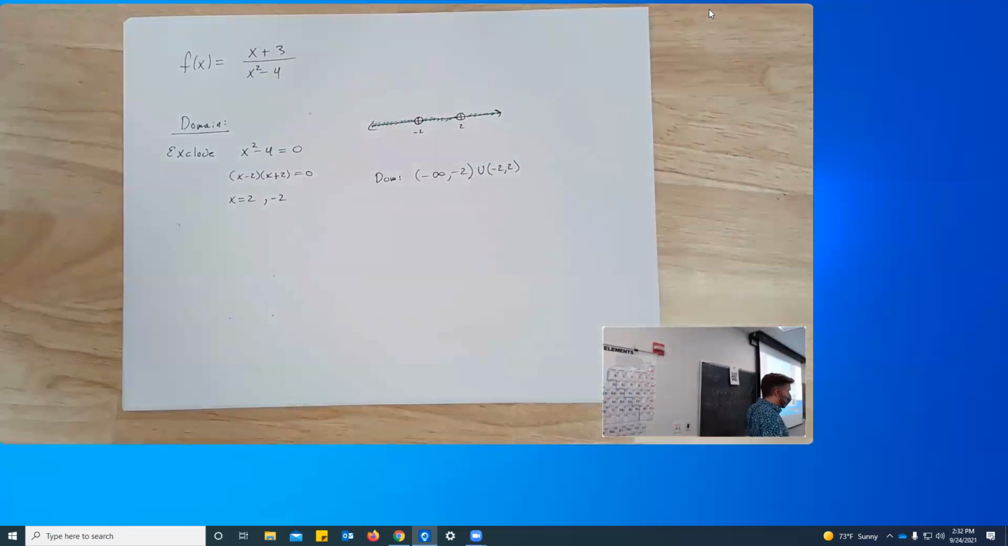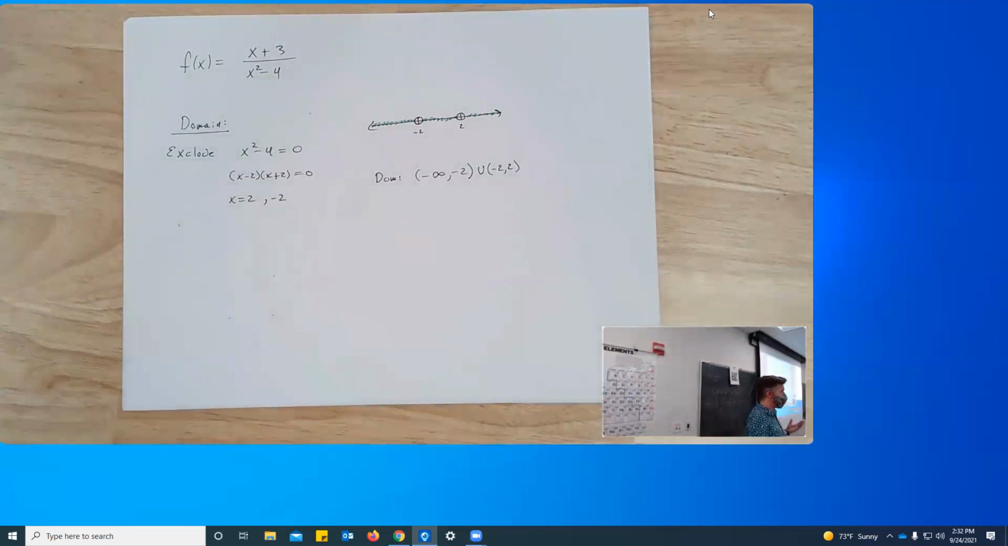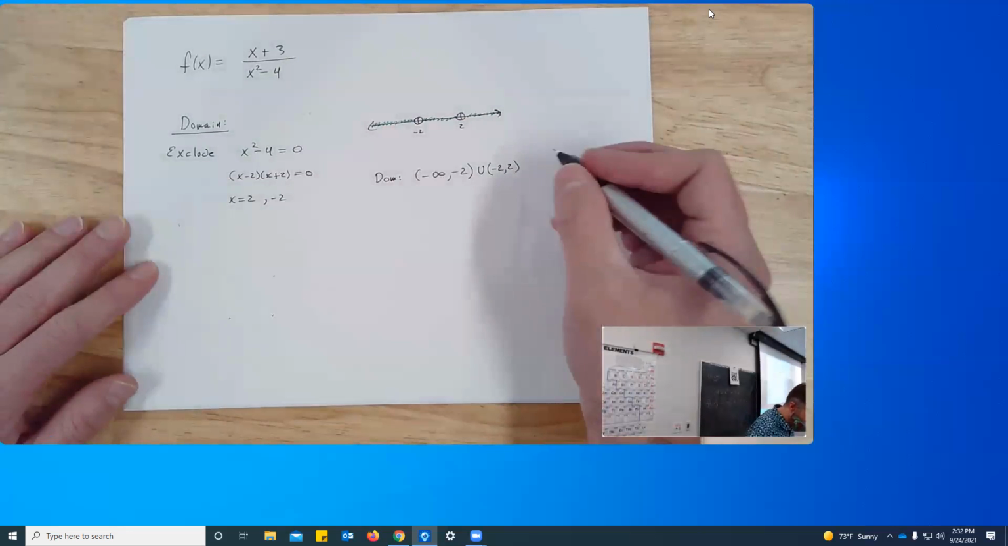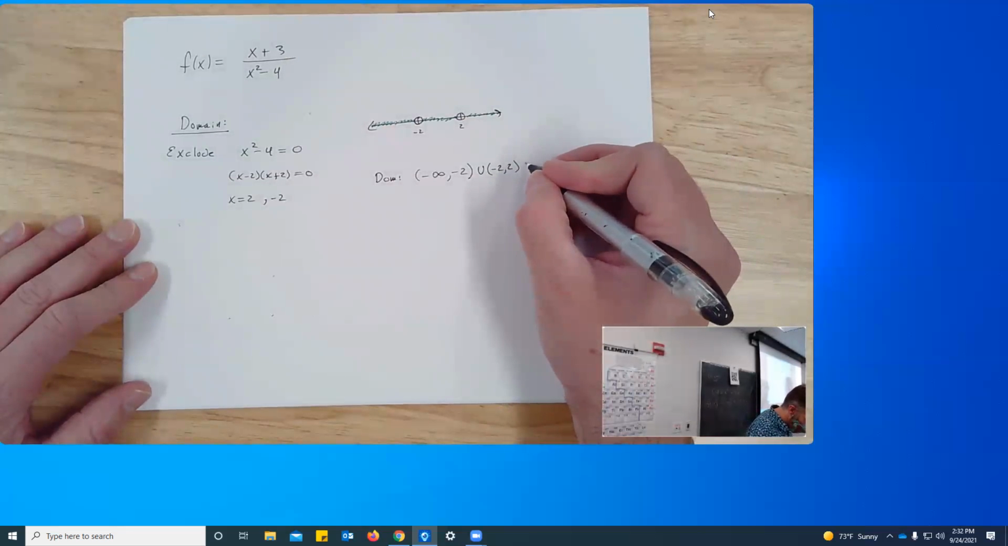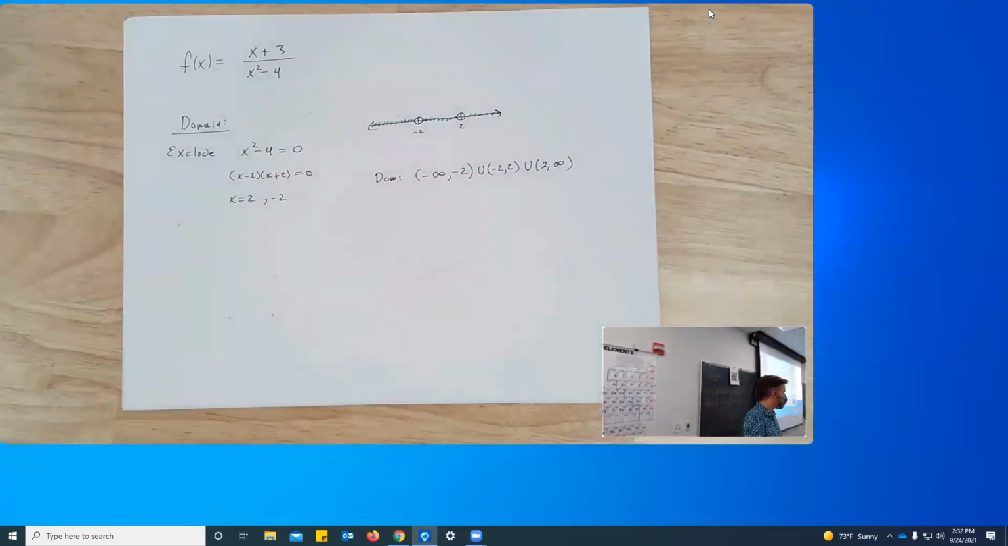Excluding the endpoints, but we want all the values between -2 and 2, so -1.9, -1.87, -1, all the things up to +2, but not including it. And then everything from 2 onward. There's our domain written in interval notation. And it's more that I know your math teachers will probably want you to do it this way. This is the way you probably should get used to doing it.